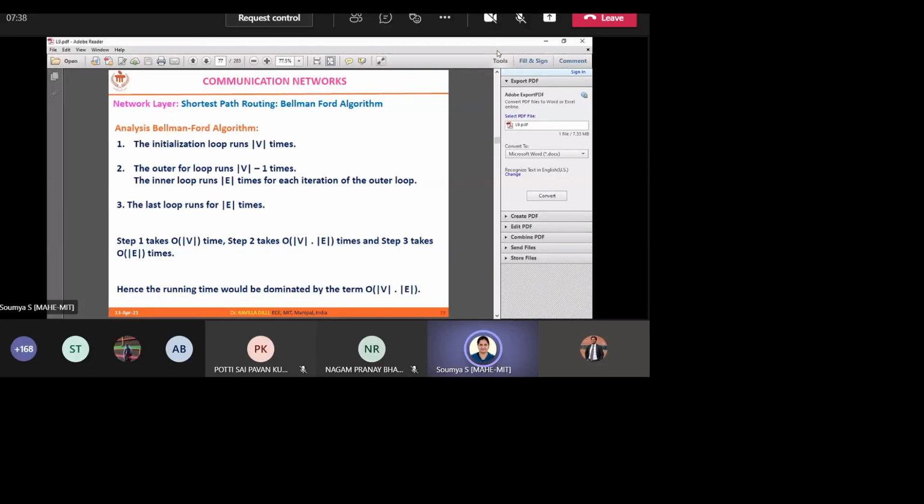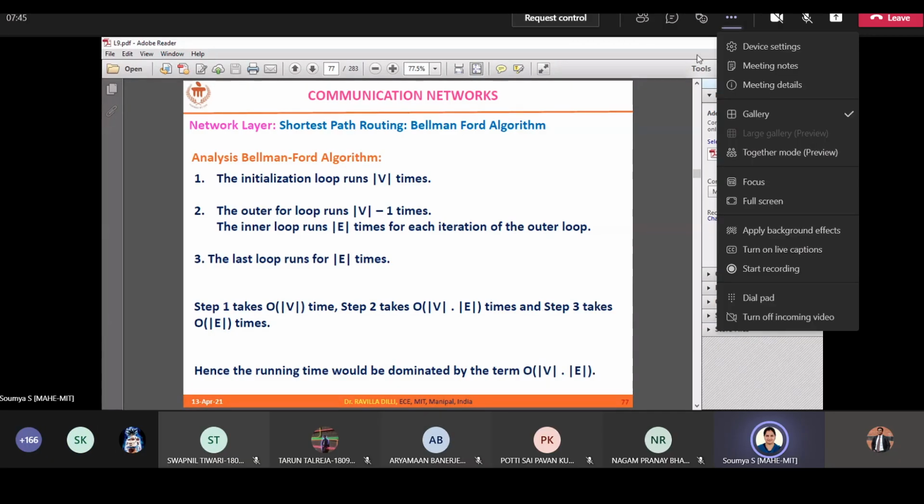In meters, or it could be time in milliseconds or microseconds, or it could also be the delay.